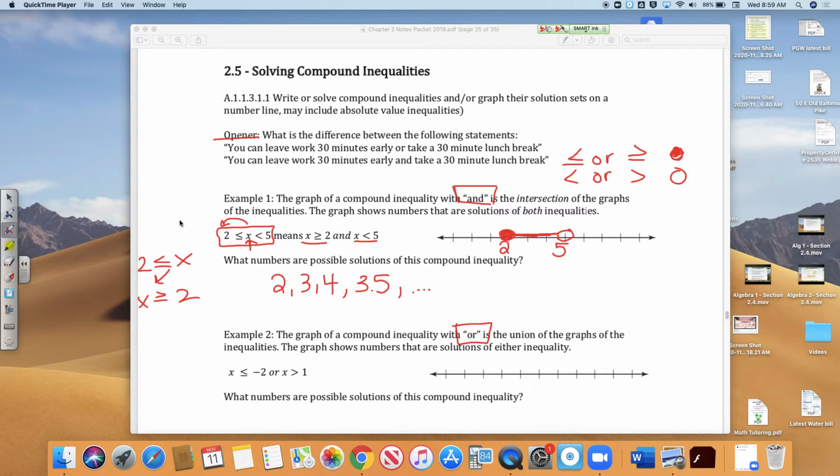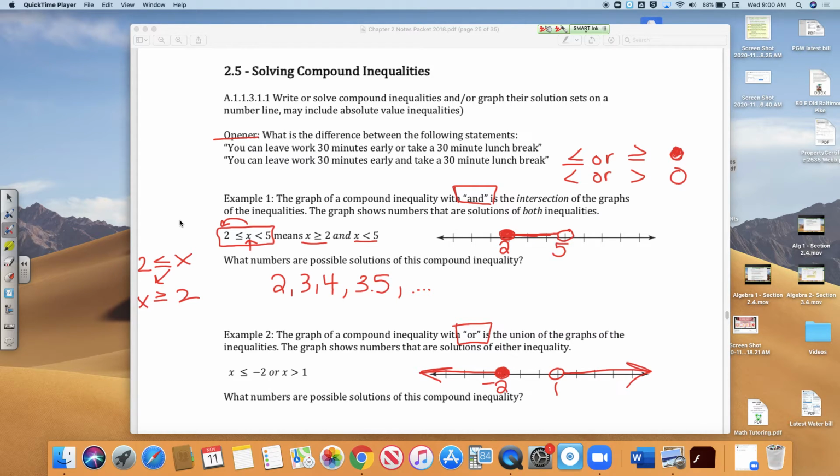So if I was to graph both of these inequalities, x is less than or equal to -2. I would need -2 on my number line, a closed circle, and anything less than or equal to it would be anything to the left. And then 1 is my second inequality. It says anything less than or equal to -2 or anything greater than 1. This is -1, 0, 1. Here's 1 here. Anything greater than 1 would be an open circle to the right.